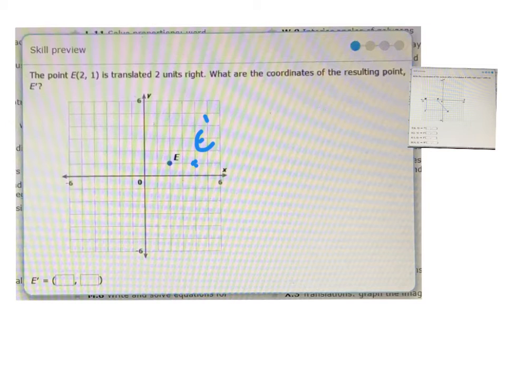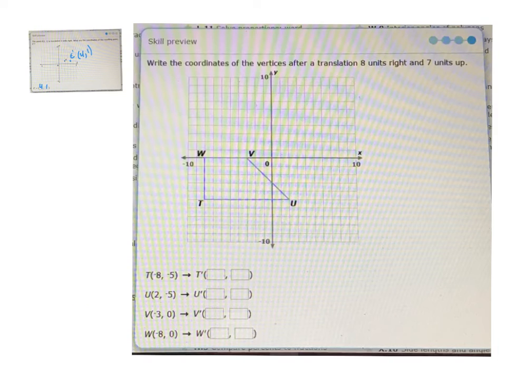E1. So the coordinates of that are, what is that? 1, 2, 3, 4 over, 1 up. So our new coordinates are 4 and 1. So down here, you'd put 4, 1. Same concept, but with a shape now. Write the coordinates of the vertices after, remember vertices means the points. Write the coordinates of the vertices after translation of 8 units to the right and 7 units up.